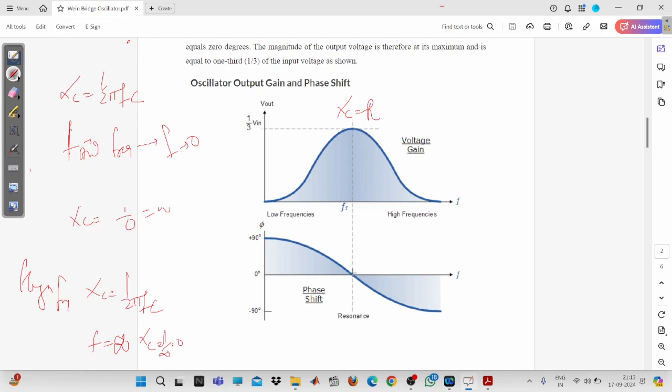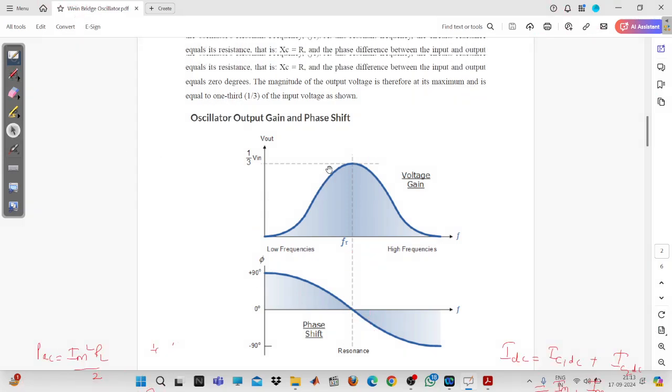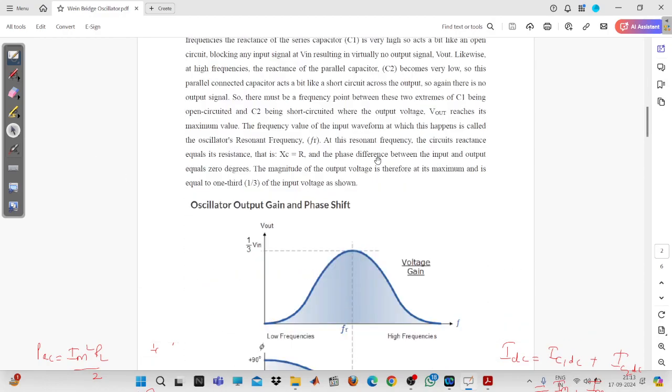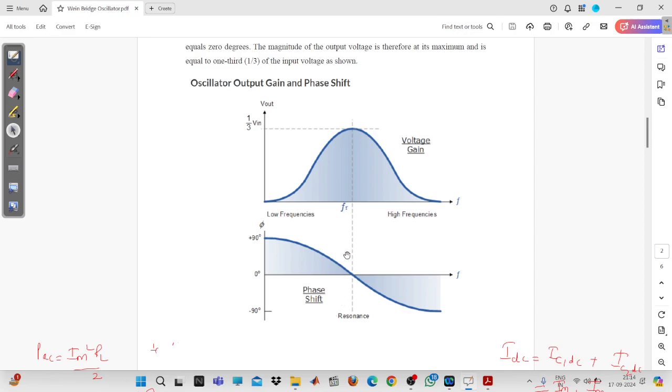Now similarly, you can see here there is a phase shifting. Fine. If you just calculate the impedance value, and if you obtain the phase, what you are going to see is that for low frequency this is going to provide a positive phase shift, and for high frequency this is going to provide a negative phase shift. Only at the resonant frequency you are going to have a zero phase shift, and that is why your feedback circuit of the Wien bridge oscillator introduces a zero phase shift.